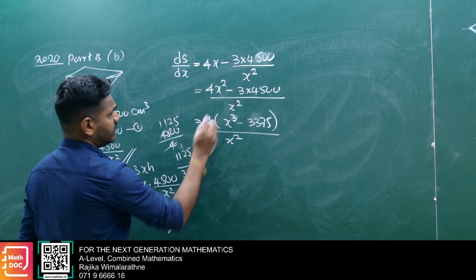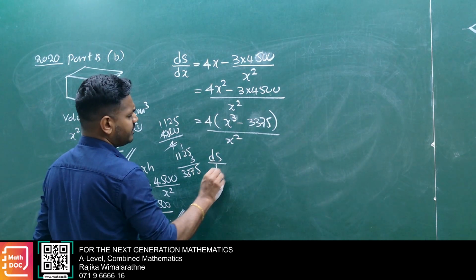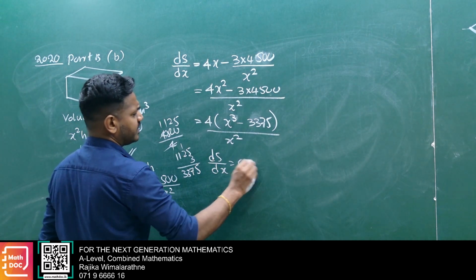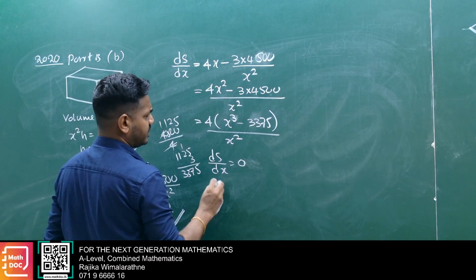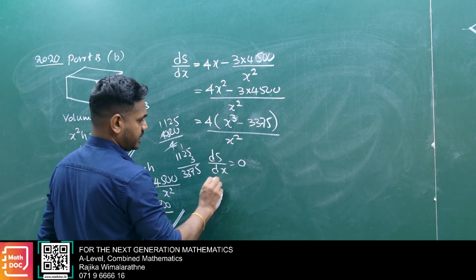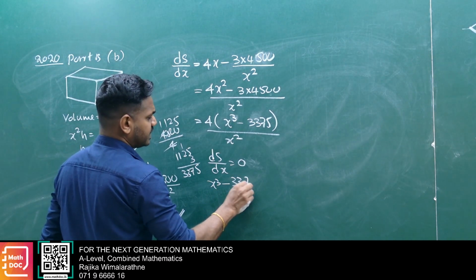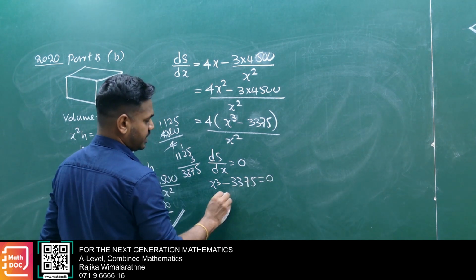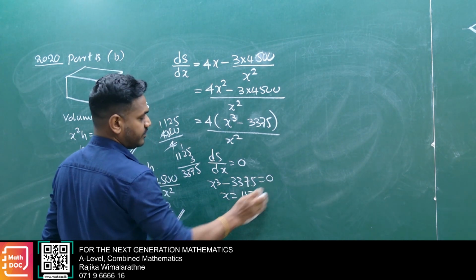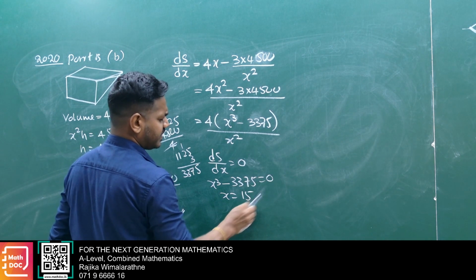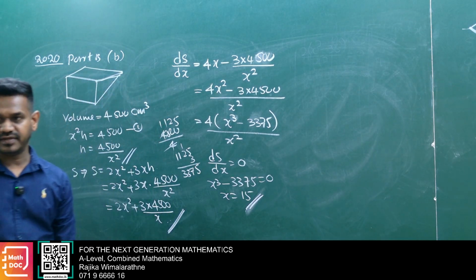Then follow the procedure, ds divided by dx equals 0. Therefore x cubed equals 3375, then x equals 15.